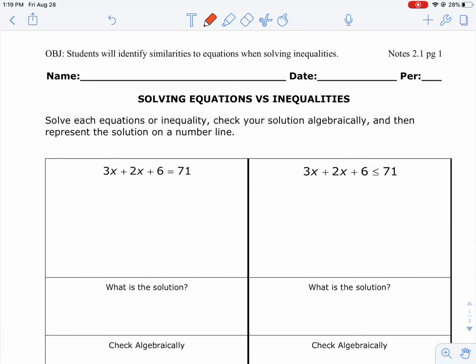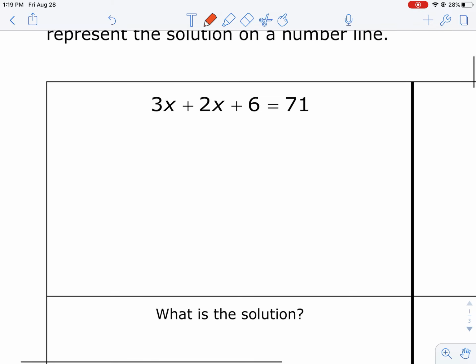For these notes on 2-1, we are going to look at solving equations and how they compare to solving inequalities. So the first thing we're going to look at is a review from Unit 1 over solving equations. I used Don't Call Me After Midnight just like we used in all of Unit 1.